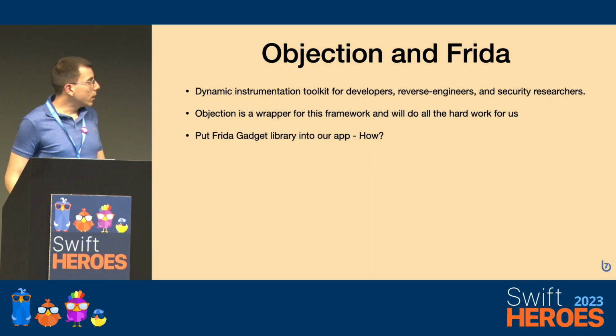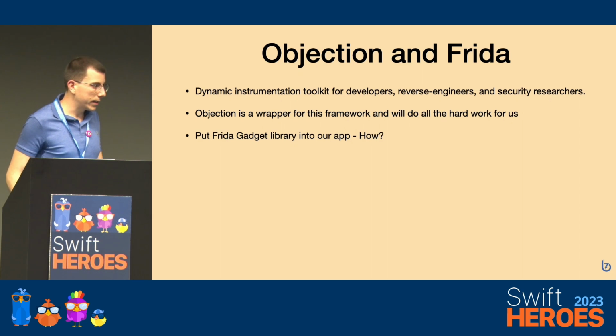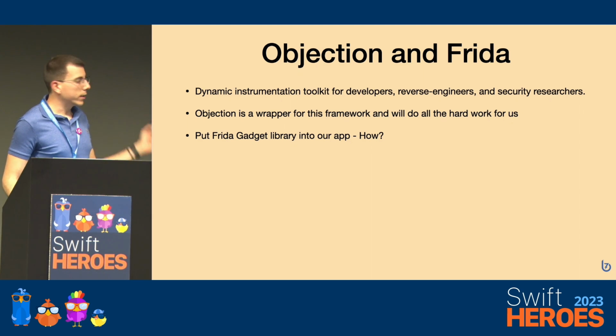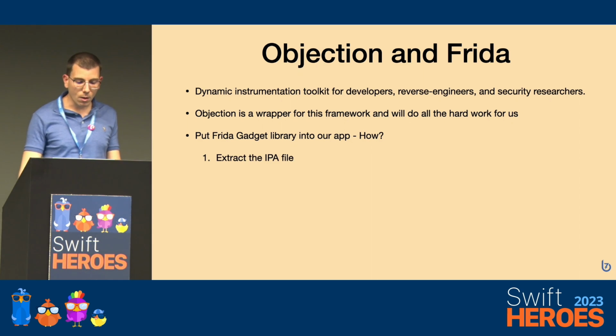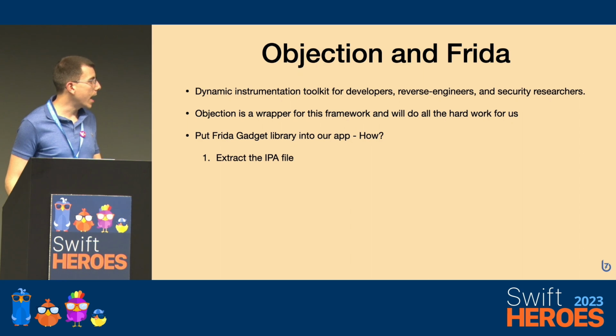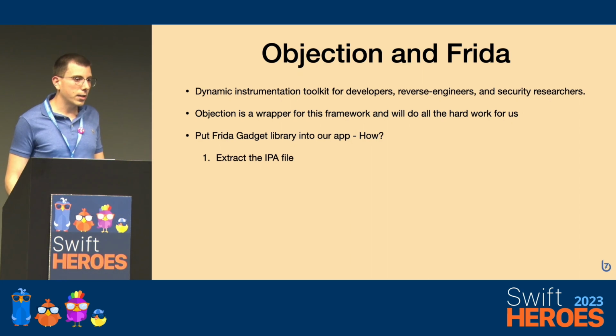So in order to analyze or replace the certificate and bypass the SSL pinning, we need to put the Frida gadget library into the application that we want to exploit, right? So how can we do that? First of all, we need to extract the IPA file. You can find it online, or most likely you can even use some extra software that allows you to get the IPA for you.